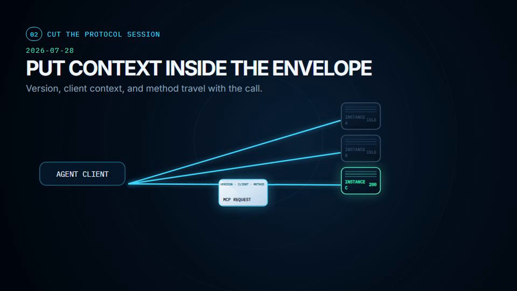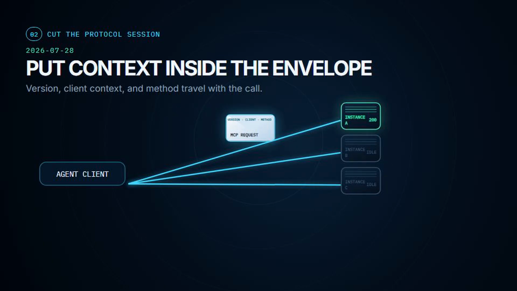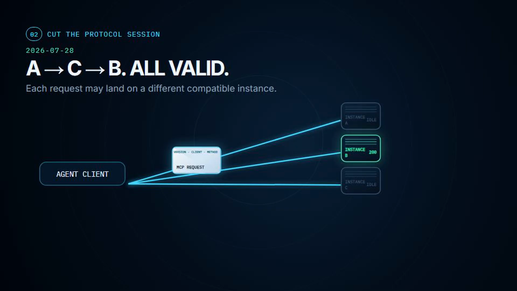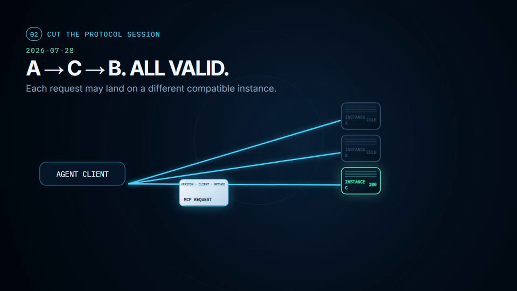The new revision cuts that tether. The initialize and initialized handshake disappears. The MCP session identifier disappears. A request now carries the protocol version and the information needed to understand the caller. A server can expose discovery when a client wants capabilities up front, but an ordinary tool call is self-contained. Any compatible instance can process it.